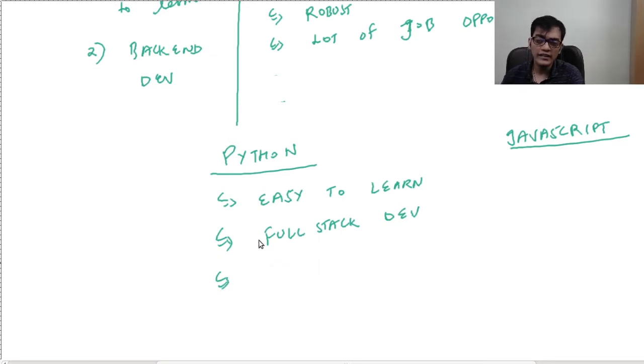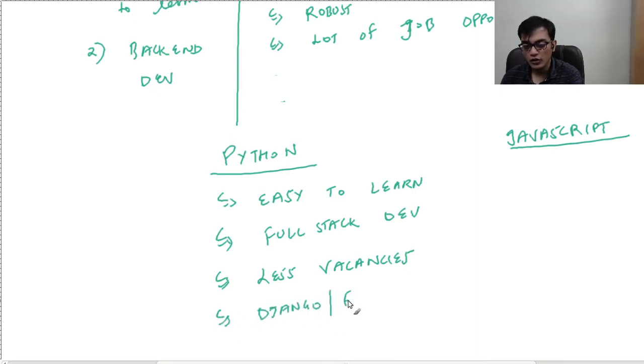The disadvantage of Python is there are fewer vacancies. There are fewer vacancies in Python, so that is one disadvantage. But it's very easy to learn and it's definitely doable within a few months. And you can learn a lot of popular frameworks, like Django or Flask, and that will basically qualify you to become a full stack developer.